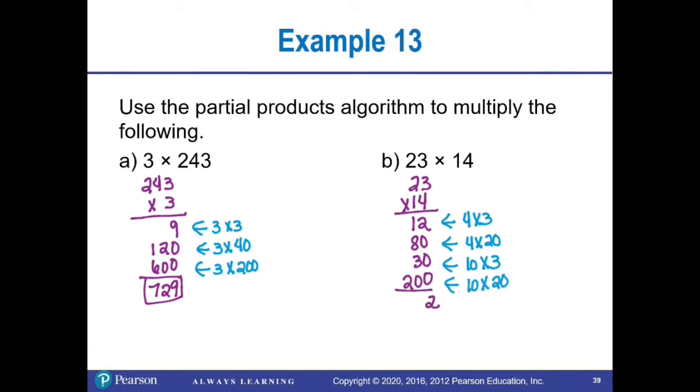Add your ones column, that gives us 2. When I add the tens, I get 12 tens, so I have to regroup. 10 tens make an extra 100. And that gives me 3 hundreds.